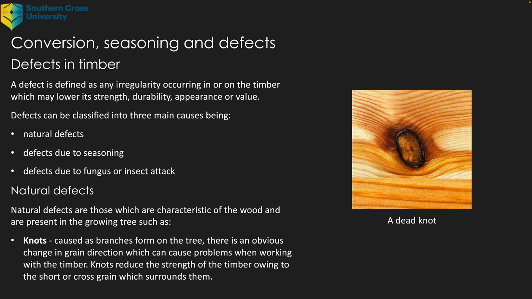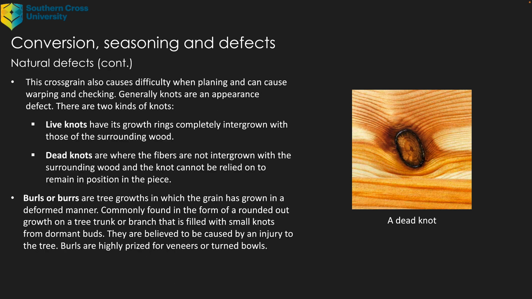And here you can see an example of what is known as a dead knot. This cross grain also causes difficulty when planing, can often cause a lot of tear out, and can cause warping and checking in the timber. Generally, knots are an appearance defect, but sometimes they can be a structural defect. The difference is, knots can introduce something that doesn't look good, but occasionally, depending on where it is, a knot can actually weaken the timber.